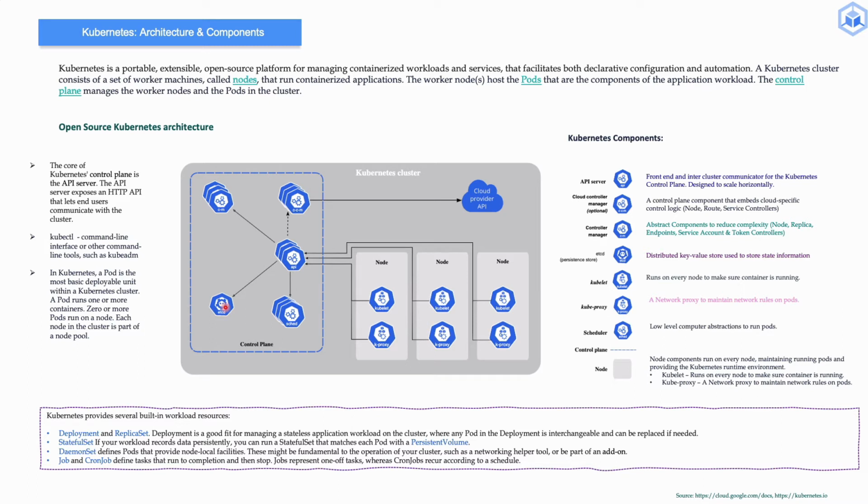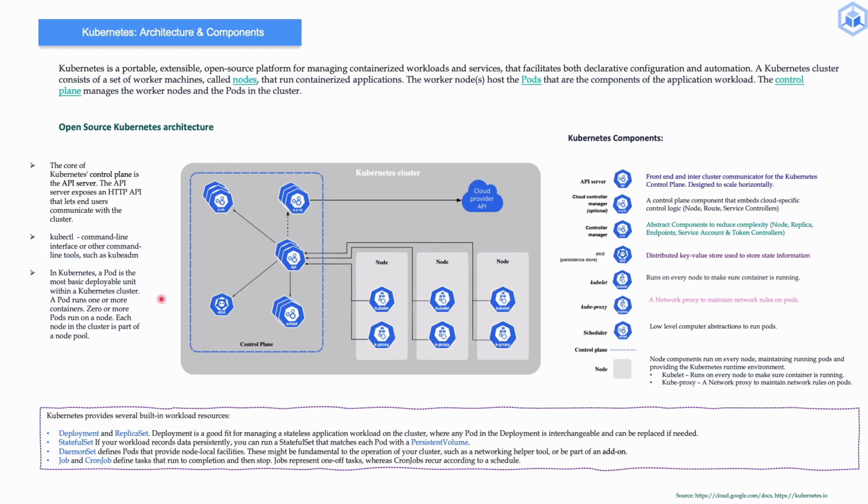So all the information about the cluster is stored in this key value store. And then you have scheduler. So scheduler is a low level compute abstraction to run pods.